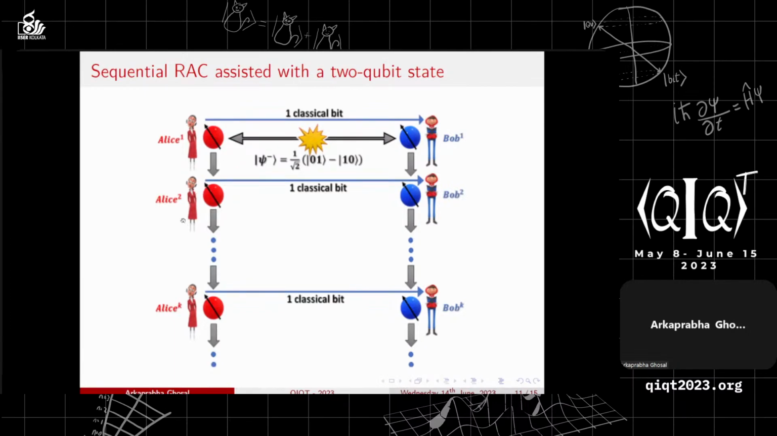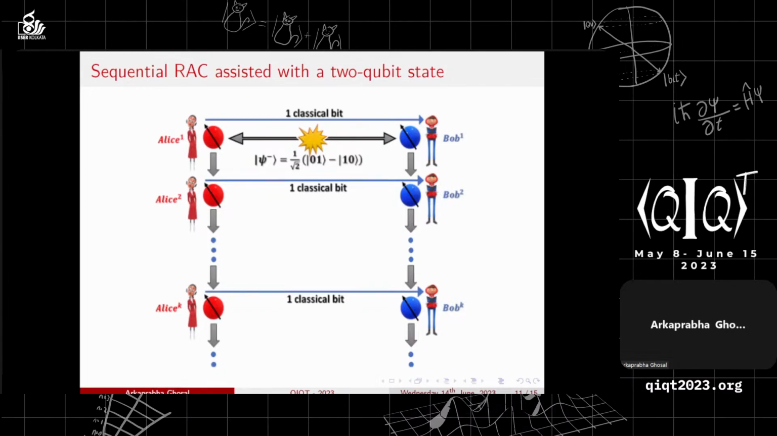That means Alice 1, Alice 2, Alice 3 are in the same lab, whereas Bob 1, Bob 2, Bob 3 are in the same lab. Or you can say that there are quantum channels between Alice 1 and Alice 2, Alice 2 and Alice 3, and so on, and vice versa. Now, Alice 1 and Bob 1 start with the singlet state, a maximally entangled state. And they want to play either 2-to-1 RAC or 3-to-1 RAC, depending on the criteria.